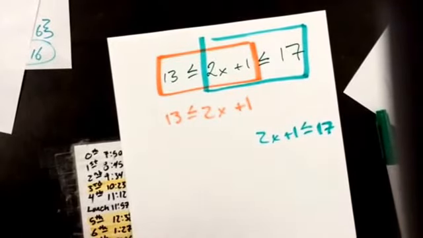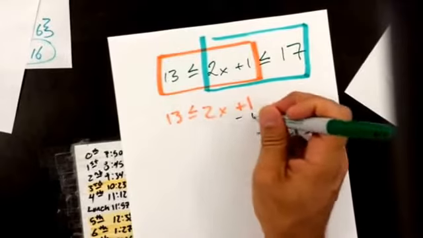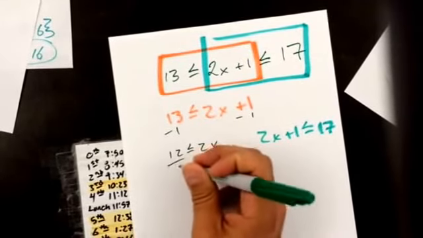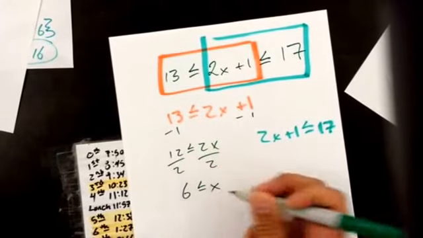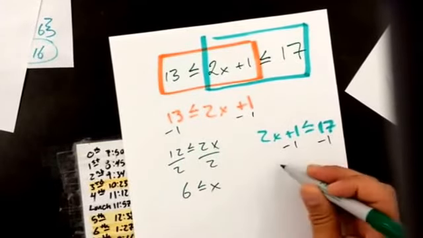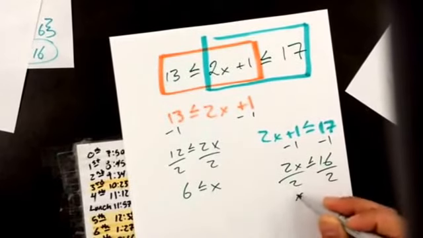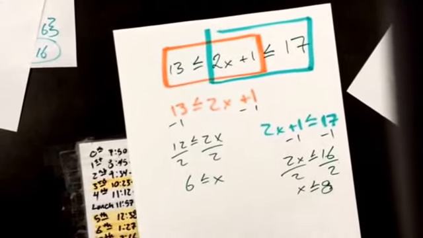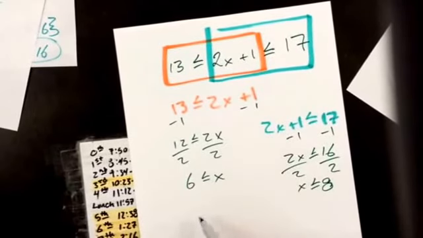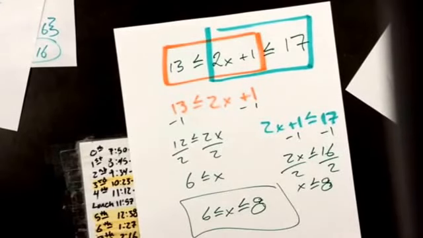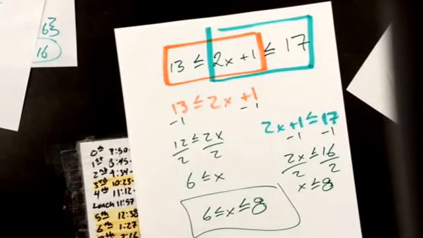I go through the process of solving both of those. Minus 1, 12 is less than or equal to 2x. Divide by 2. 6 is less than or equal to x. Minus 1, 2x is less than or equal to 16. Divide by 2. X is less than or equal to 8. So I have two answers here. Now I'm going to put them back together. 6 is less than or equal to x, which is less than or equal to 8. And that's my final answer. And that's it. Those are the only differences between inequalities and regular equations.